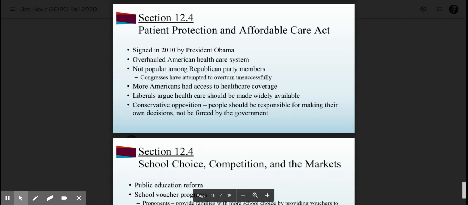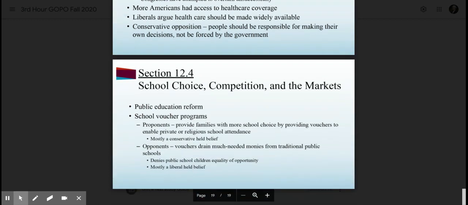More Americans are getting access to healthcare coverage. And liberals argue that this is good and it should be widely available because if you have a healthy nation, you're more productive and it's good for the overall health of the nation, for lack of a better word. But conservatives are against it. They said people need to be responsible for their own decision making. This kind of goes along with the idea of they don't want the government involved in your business, and in this case, they feel like the government shouldn't be involved.